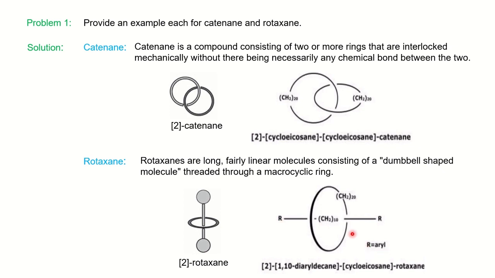Here R is an aryl group, and you have a ring which consists of 20 carbons. So how can we name it? Since it has two parts, one is the ring, the other is the axis. So two, and then 1,10-diaryl decane, because there is a 10-carbon chain, and at the 1 position and 10th position you have an aryl group. 1,10-diaryl decane.